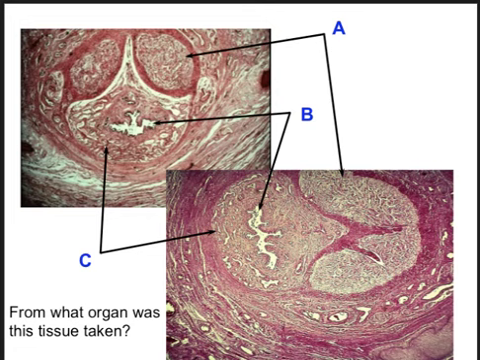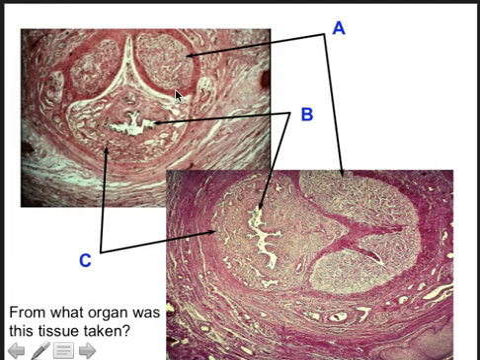Okay, this is a cross-section through the penis. A is indicating the corpora cavernosa. This is on the dorsal aspect of the penis. Notice that you've got two of these. B is pointing to the penile urethra, and C is pointing to the corpora spongiosum.